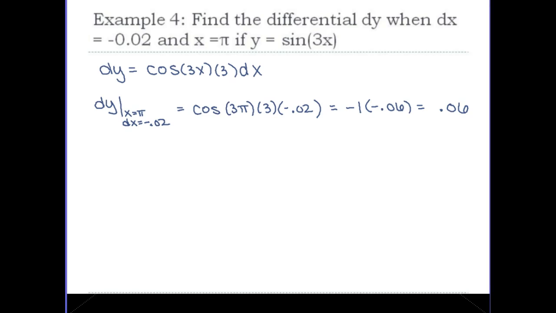So when x changes from pi to pi minus 0.02, which I said is really 3.12. But should I say pi minus 0.02? Yeah.